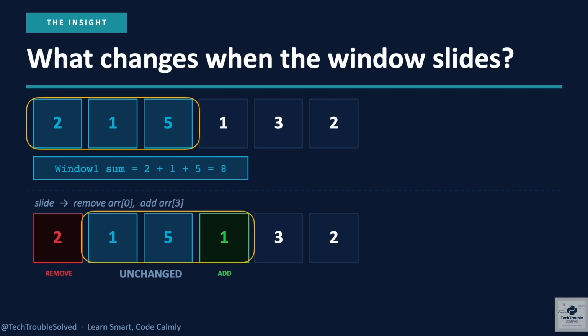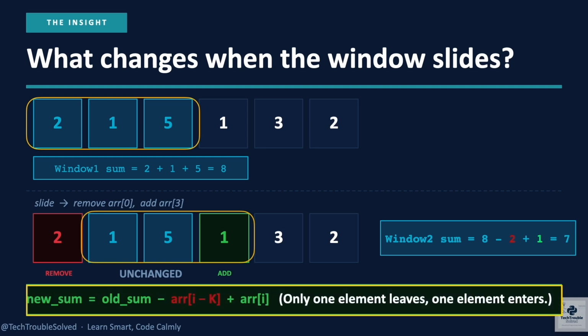So instead of re-adding 3 numbers from scratch, we just do this. New sum equals 8 minus 2, the element which we removed, plus 1, the element which we added, which is 7. One subtraction, one addition. That's O(1) per step. This is the formula at the bottom of the slide. Read it out loud. New sum equals old sum minus array at i minus k plus array at i. Write this down, memorize it. This formula is the entire algorithm.